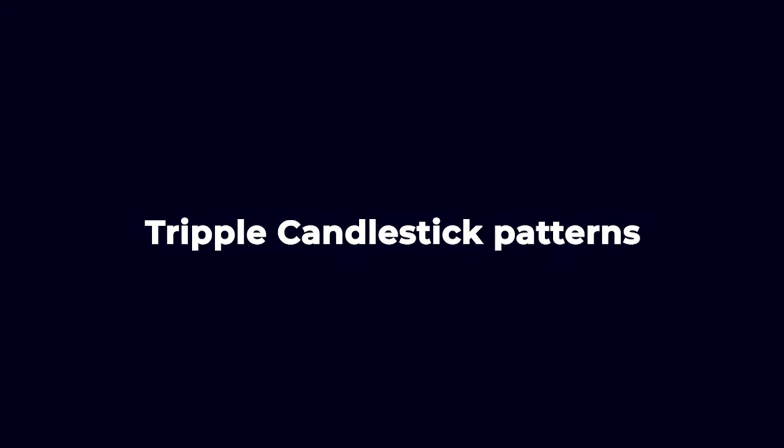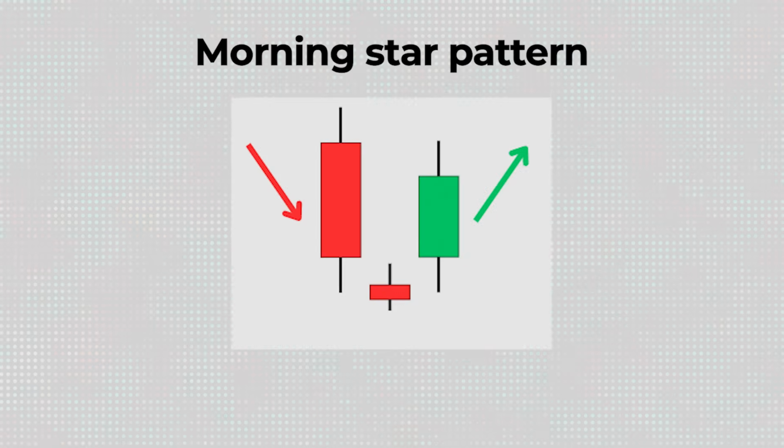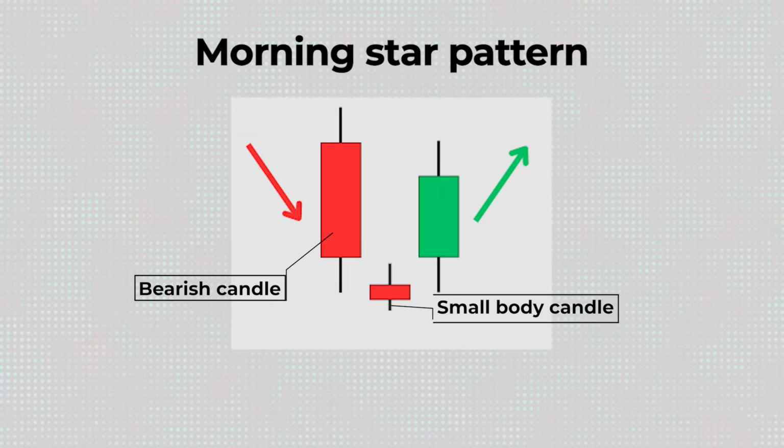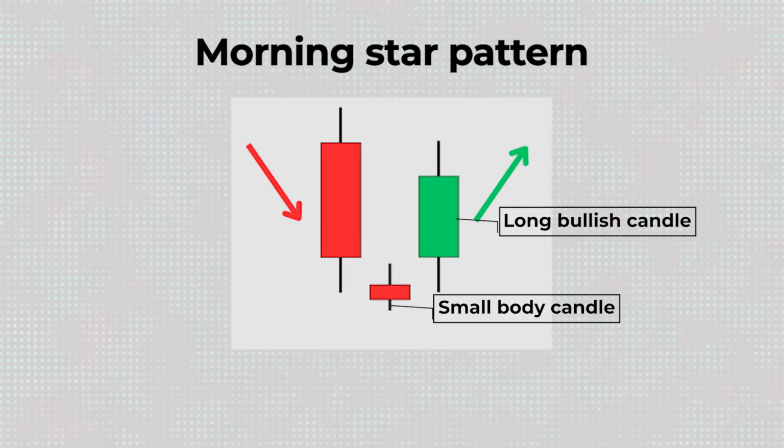Now let's talk about the triple candlestick patterns. The first one is the Morningstar pattern. It is a 3-candle pattern that starts with a long bearish candle, followed by a small bodied candle, and followed by the long bullish candle.